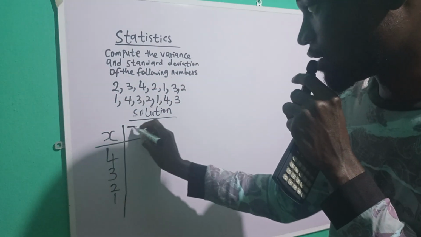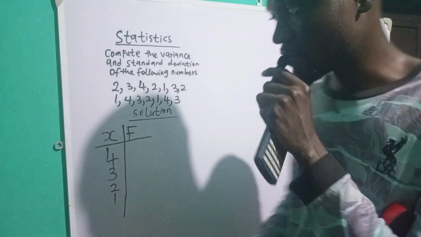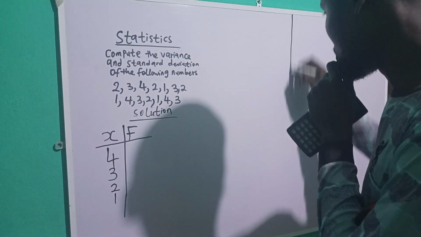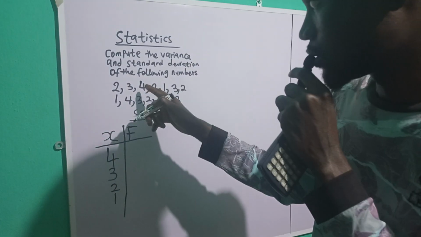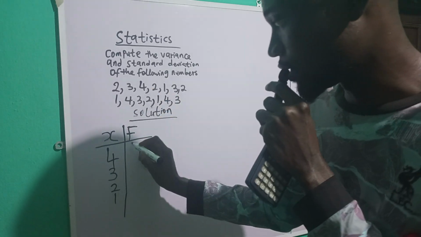So the next thing is F, and this F means frequency. Frequency is the number of times that a score occurred in a distribution of scores. So how many times did 4 occur in this score? Let's count it. 1, 2, 3. So 4 occurred 3 times. So 3 is the frequency.